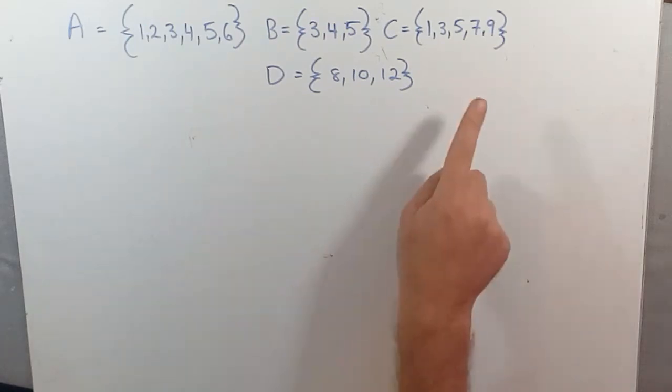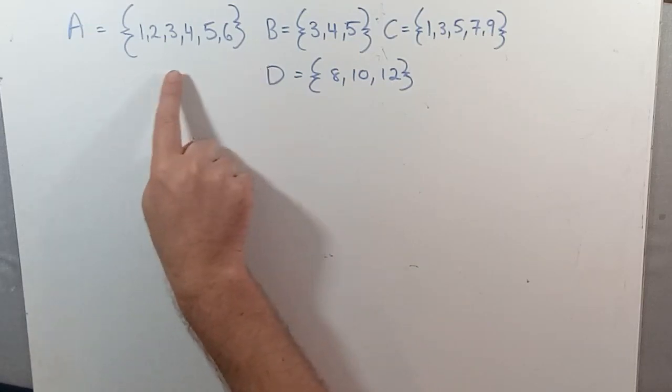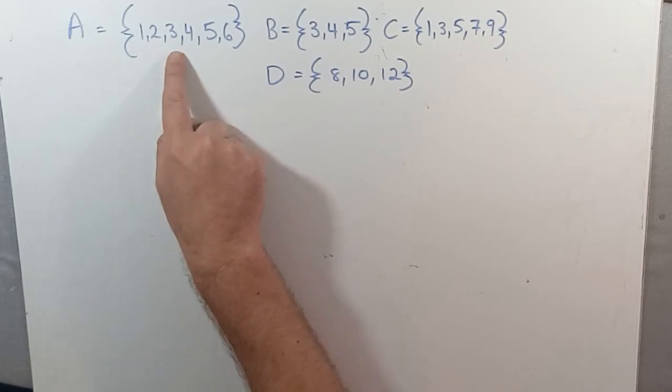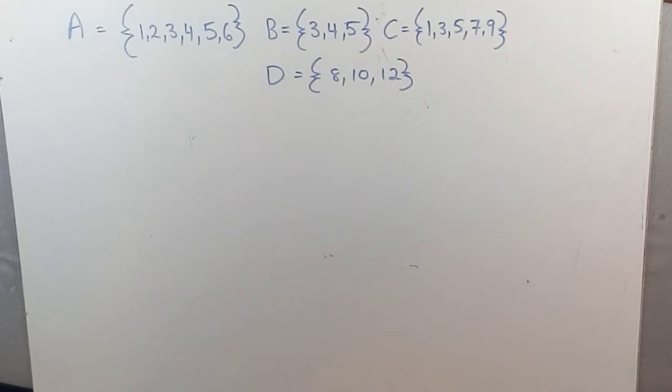Okay, so we've got a bunch of sets here, and sets are just a group of objects that we call elements. So each one, like each of these numbers in the whole set, is an element in that set. Okay, so we've got 4 sets here.